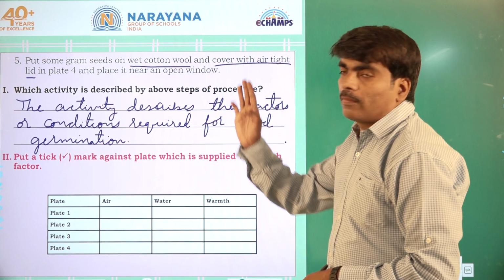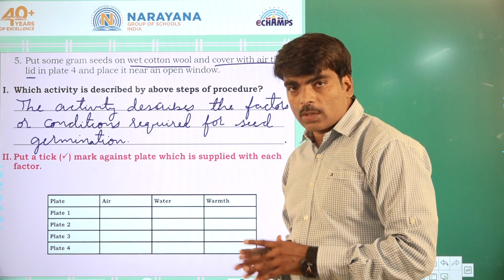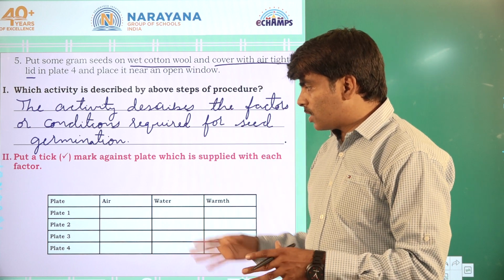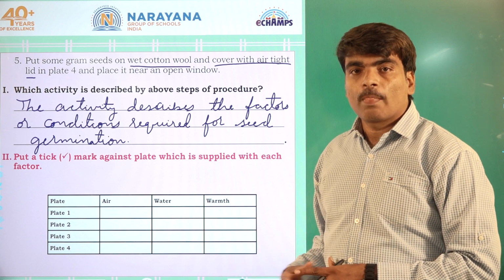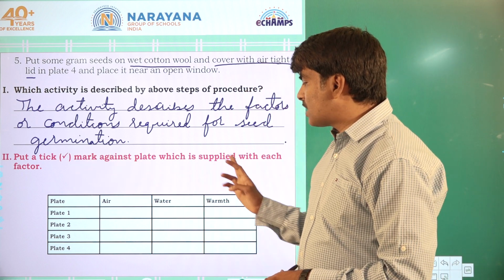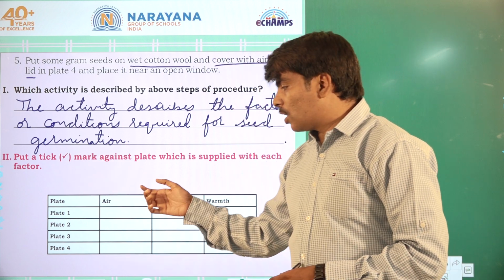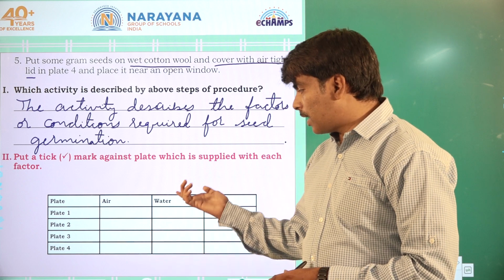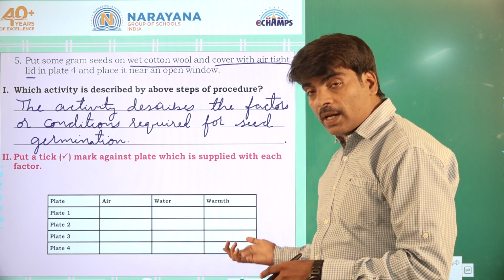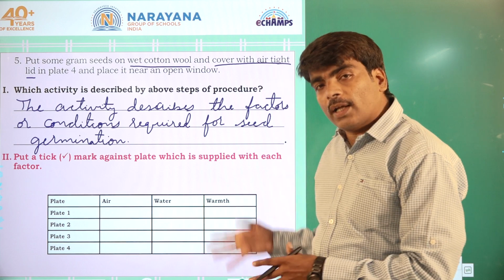So we have gone through the procedure. What we have to do, by reading the procedure, by observing the procedure, we will fill up this box. So put a tick mark against the plate which is supplied with each factor. 4 plates are given there, in which some plates are receiving air, some plates have water, some plates have warmth, and some plates have all the 3. What are those? Let us see.